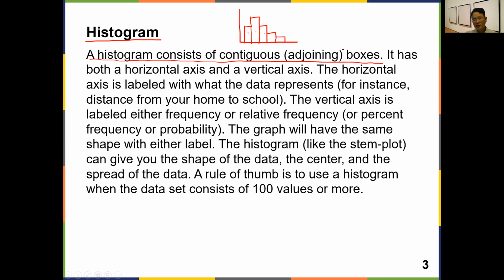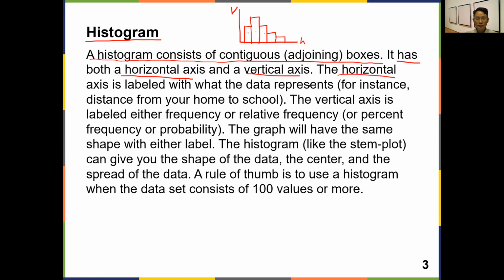I mean, think about it. This came in the first sentence, meaning this is one of the main characteristics of a histogram. So it has both a horizontal axis and a vertical axis. The horizontal axis is called the H, and the vertical axis is called the V. The usual X and Y axis, right?